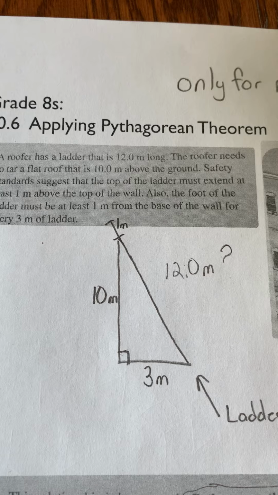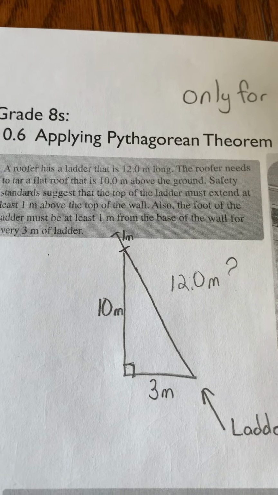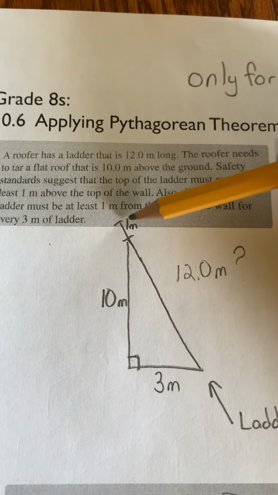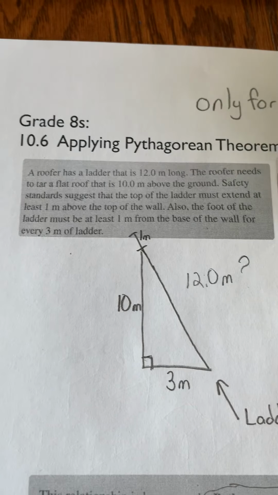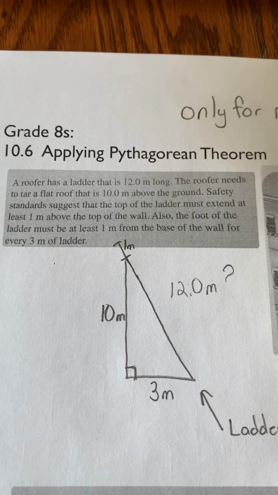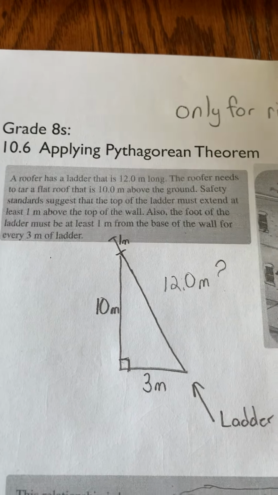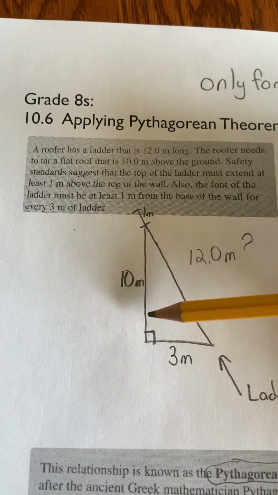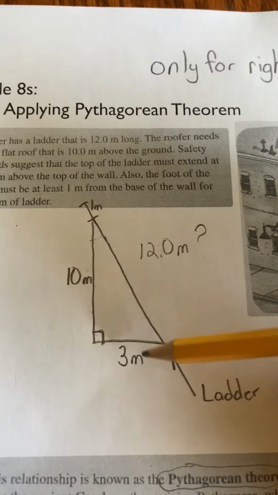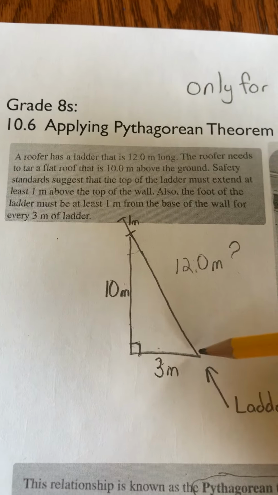Safety standards suggest that the top of the ladder needs to go 1 meter above the top of the wall. So notice I have added that little piece in. Also, the foot of the ladder must be at least 1 meter from the base of the wall for every 3 meters. So if we went up 3, 6, 9, it has to be at least 3 meters out from the base of the wall.